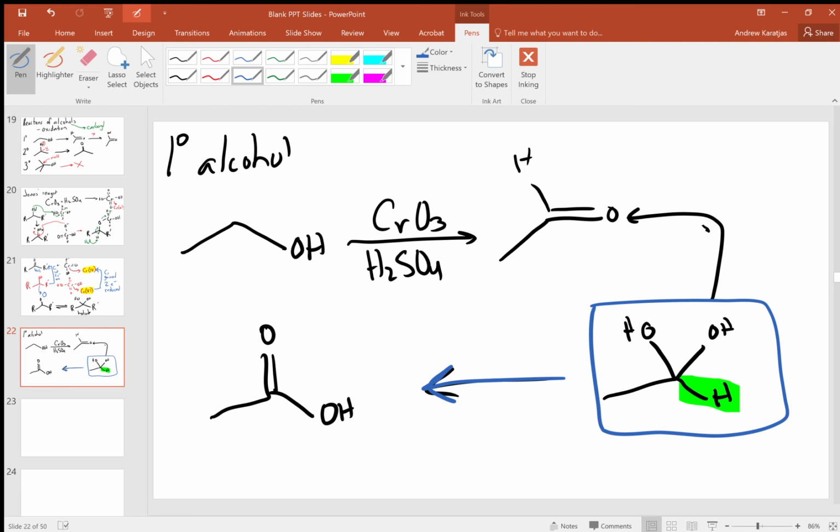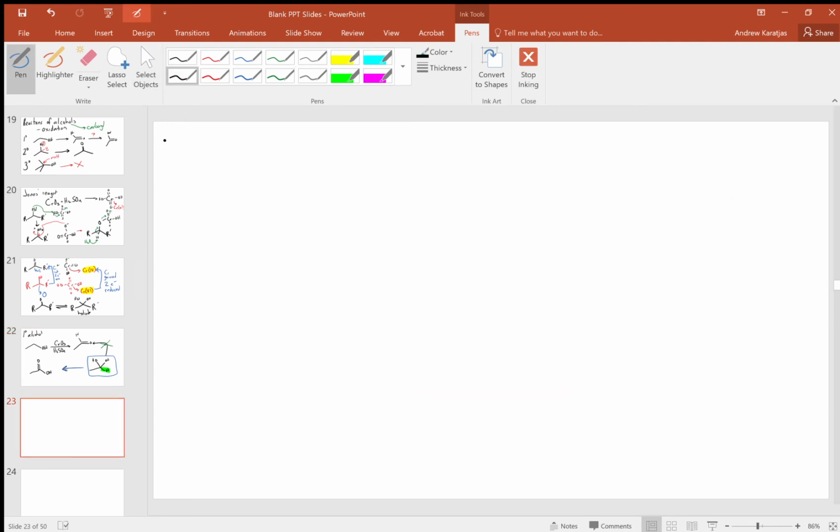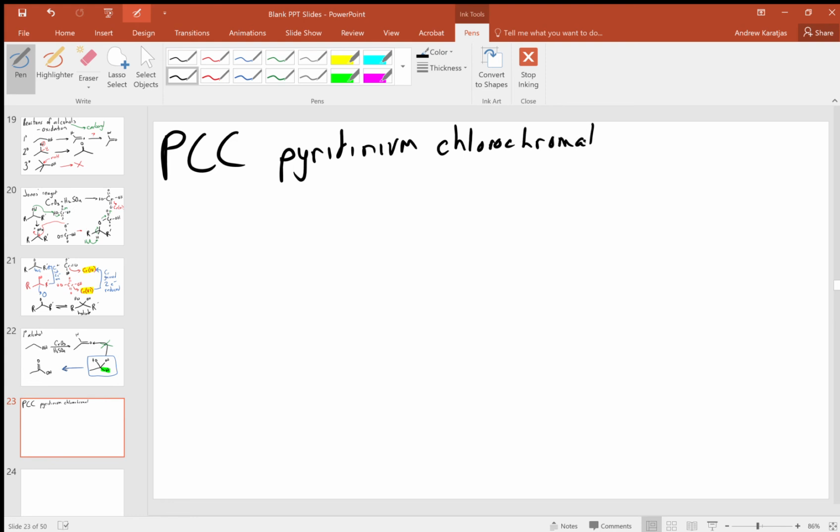But what if we wanted the aldehyde? And there's plenty of reasons why we might want to stop there. Well, if we want the aldehyde, then we need to use conditions that are going to not allow for this middle step. So we want to stop this hydrate formation. And so for that, we're going to need a different reagent. One of the most common ones is known as PCC, or pyridinium chlorochromate. It's also a chromium-based oxidant, but is going to behave very differently.